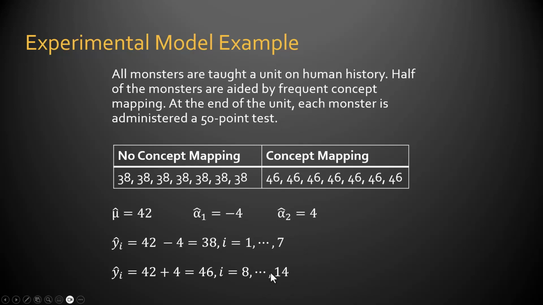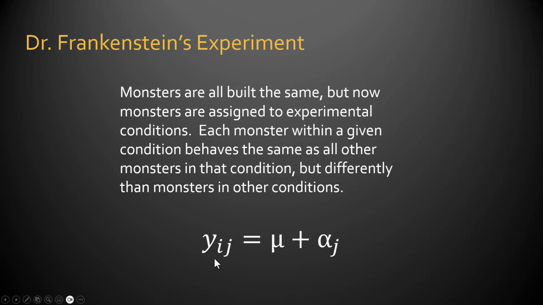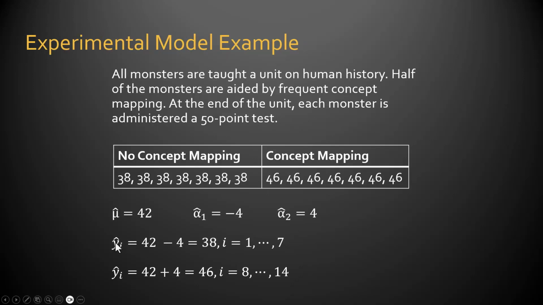Once I get to monsters 8 through 14, so the i becomes 8 through 14, and the j would be 2. I notice here that I had the j, but I didn't put it up here. This would be Yi1, and this would be Yi2 for the second group. Here I have 42 plus 4 is 46 for the 8th through 14th monsters. So we're modeling each observation as a component of the baseline and the effect relative to the baseline.